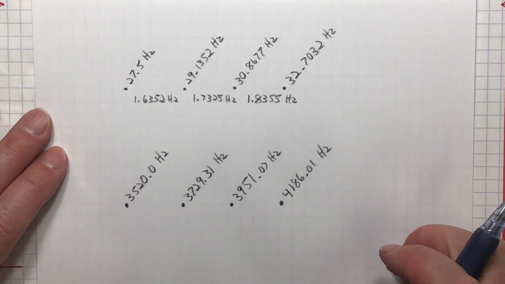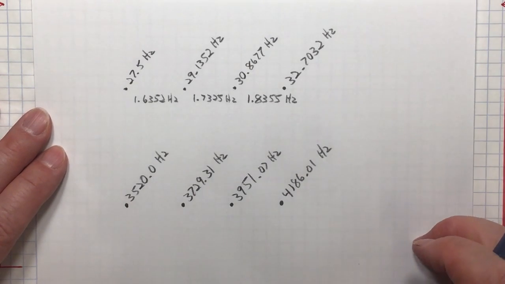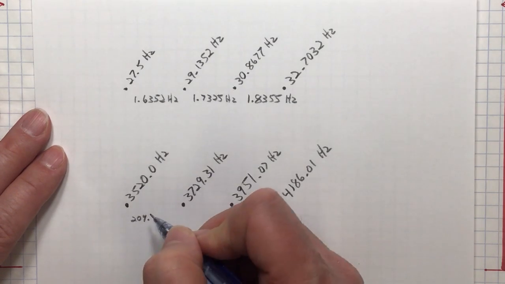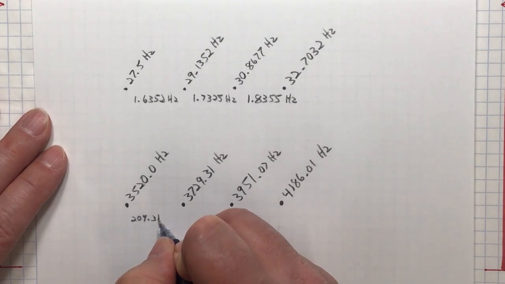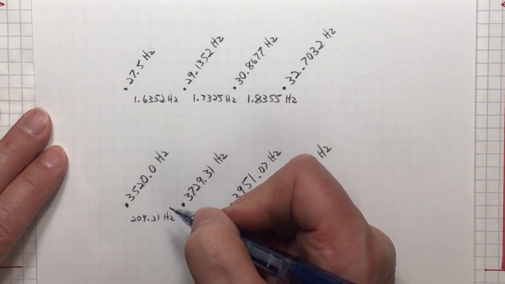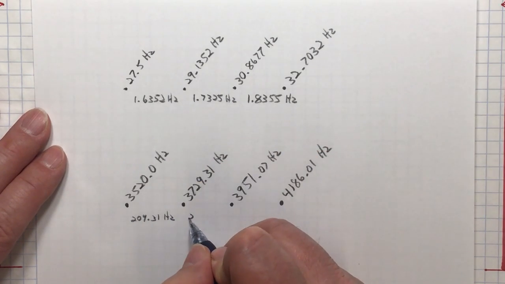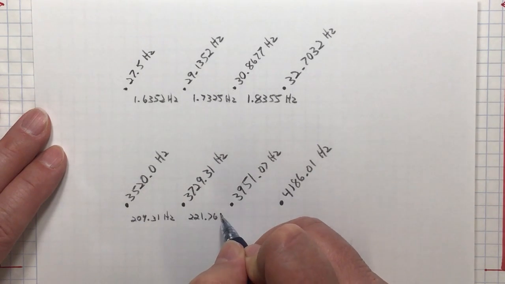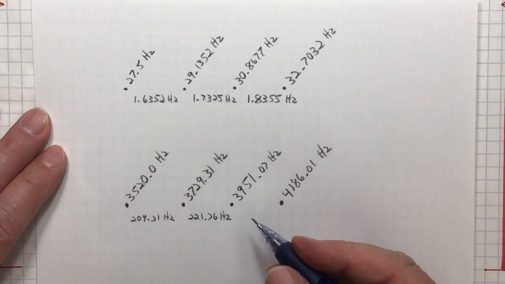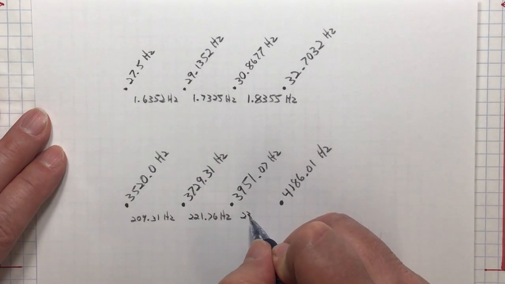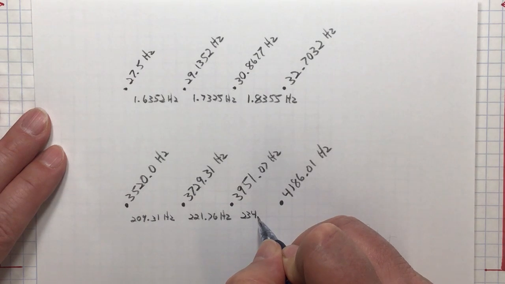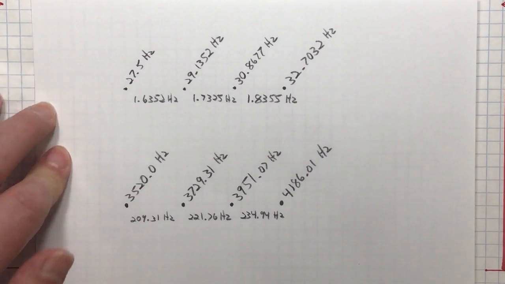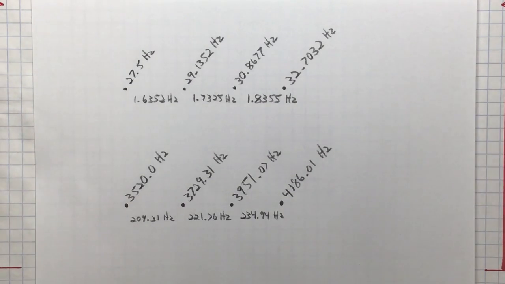with a difference between these points of sound of 209.31 hertz, 221.76 hertz, and 234.94 hertz. How can this be?